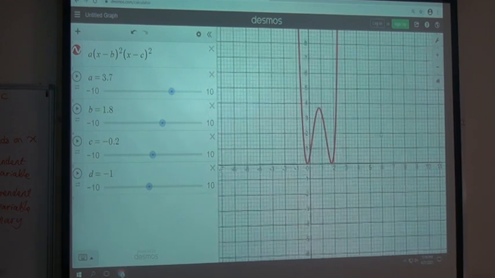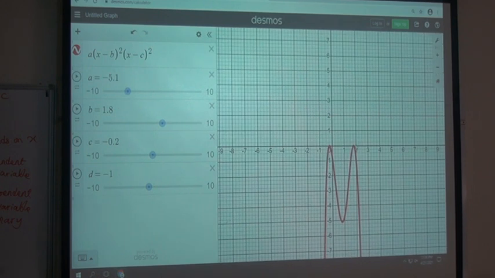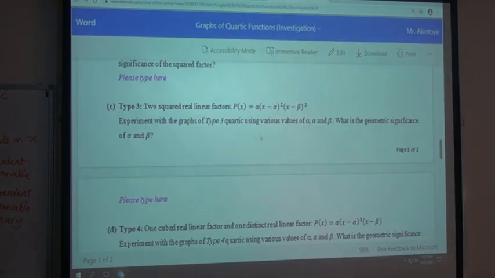You see? So if it is negative, the other way. Okay, it's going to touch, not cross. So again, you have that. So this is, I think, type. So the same question: the effect of A, alpha, and beta, right?